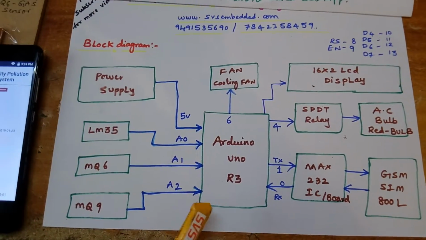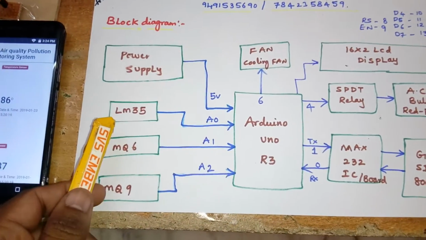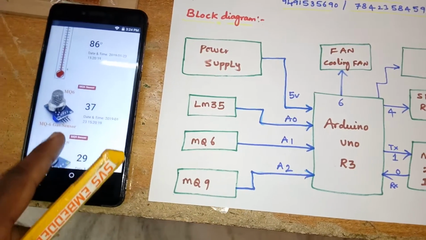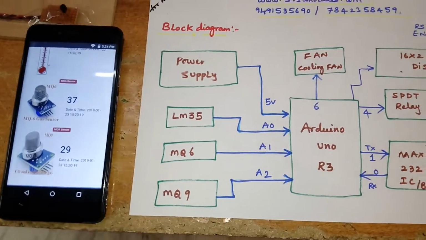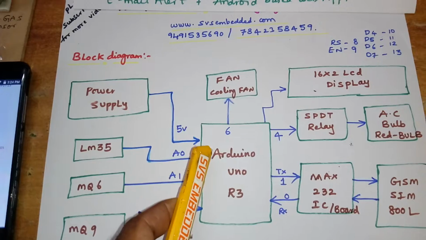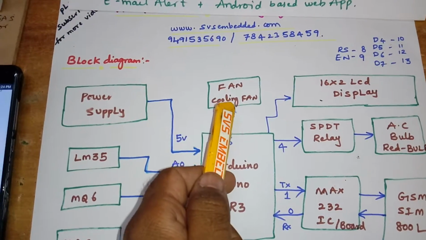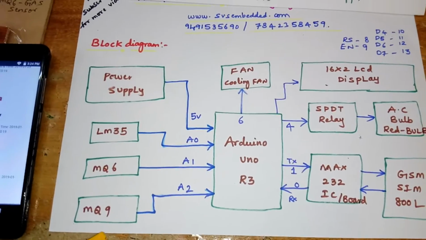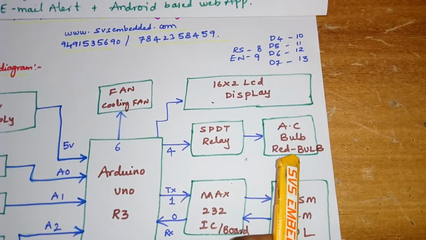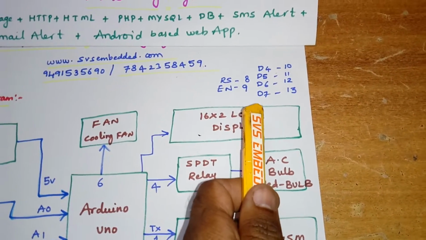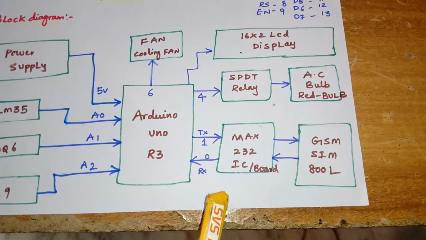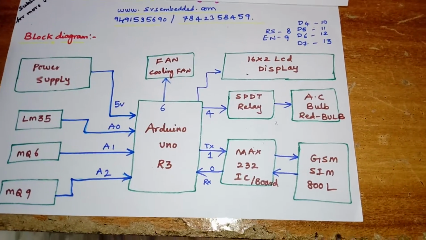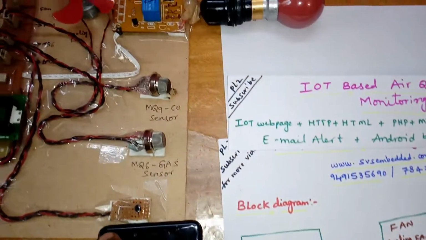Now let us come to the block diagram. Arduino R3 and three sensors: LM35 temperature sensor, MQ6 gas sensor, and MQ9 CO sensor, on A0, A1, A2. A cooling fan has temperature dependent speed control: if temperature is high, fan speed is high, and if the CO sensor reads high, an SPDT relay turns on the AC red bulb. There is a 16x2 LCD display, and these are the pin connections. We are using a Max 232 IC level converter, a voltage level stabilization IC, and a SIM 800L GPRS module.